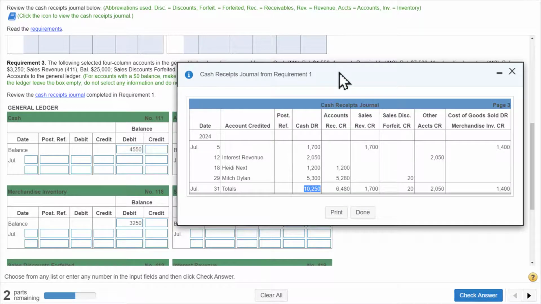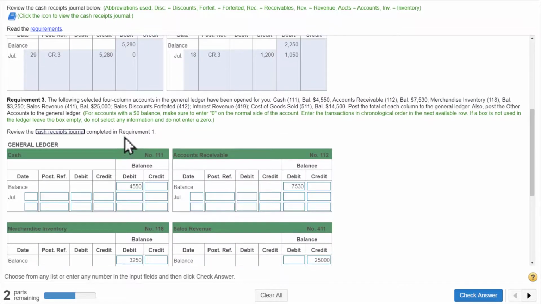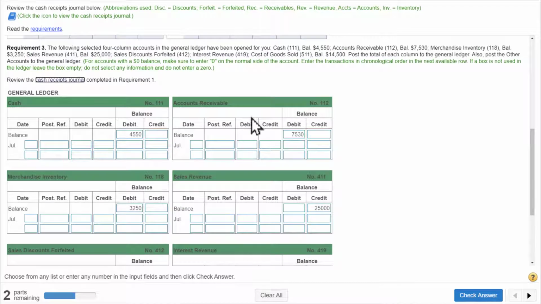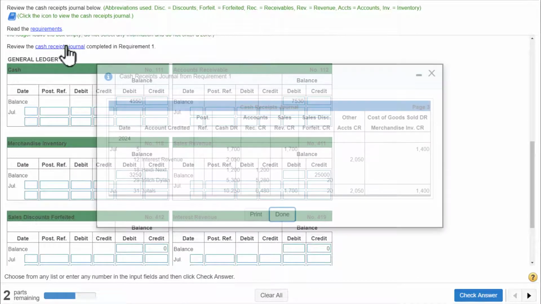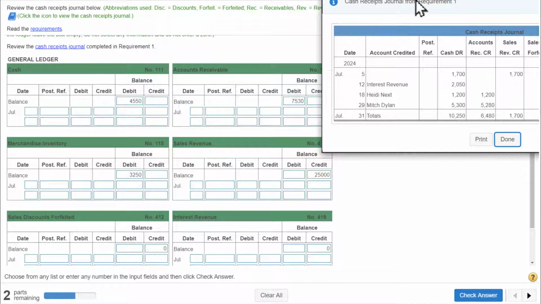Now on the test, this link will not be here. So you will have to scroll up here to get your information, or just take a picture of it on your phone or a screenshot. Whatever way works for you. So I'm going to open up the cash receipts journal, and we're now going to post the totals. I'm just going to start here from the left and go right.